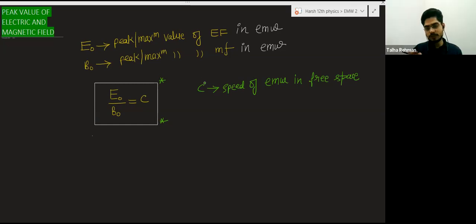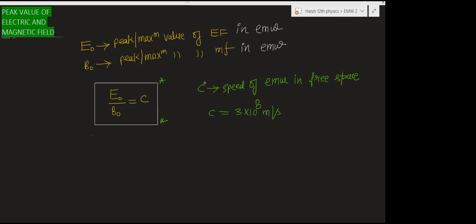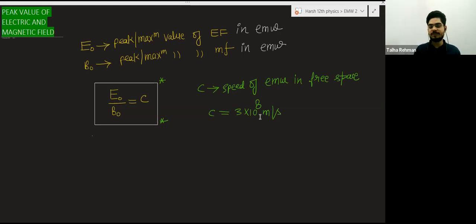So light is also the electromagnetic wave. So basically, what is the speed of the light? 3 into 10 to the power 8 meter per second. Value of the C is 3 into 10 to the power 8 meter per second. And this value is in the vacuum free space, or you can say sometimes in air also.